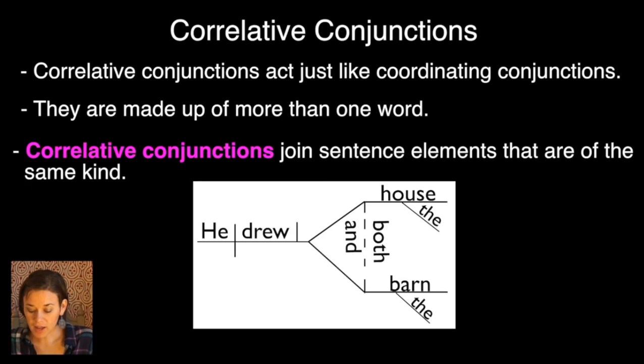We draw it with that rocket ship sort of shape, and we put both on one side of the line and and on the other. Both of those words are acting in the same way that a coordinating conjunction acts. They're just joining two sentence elements.